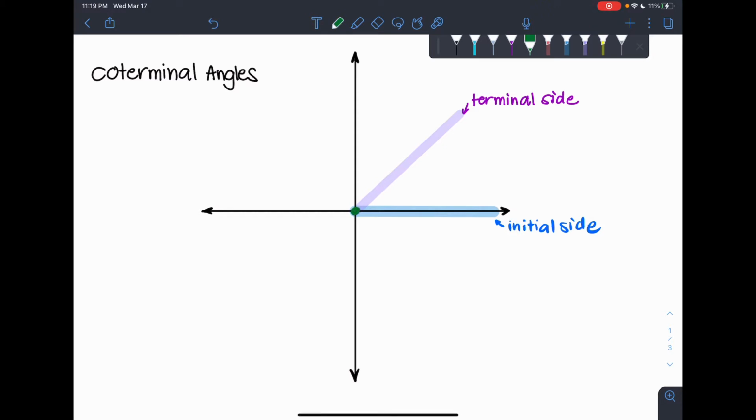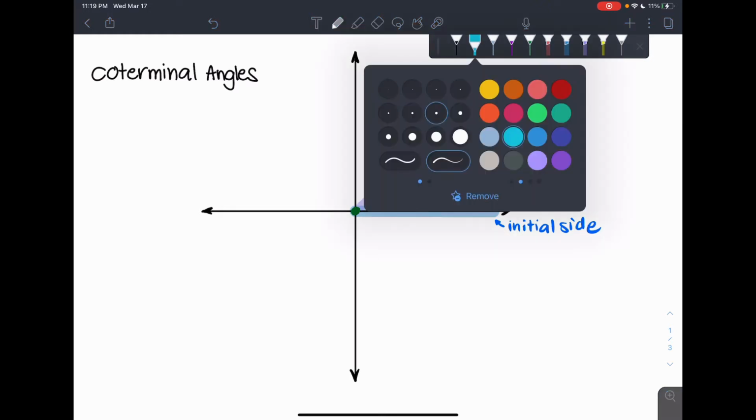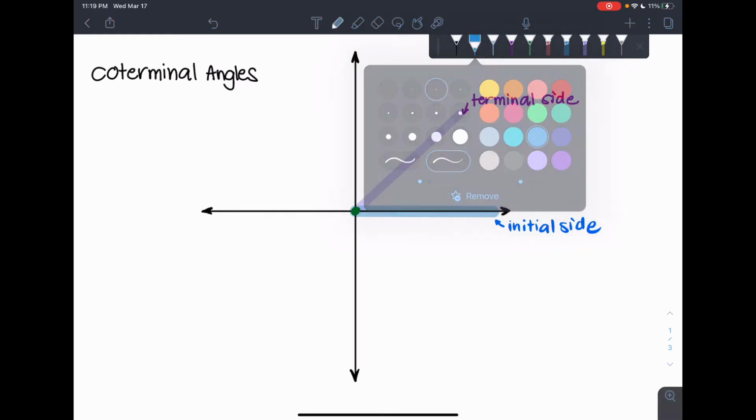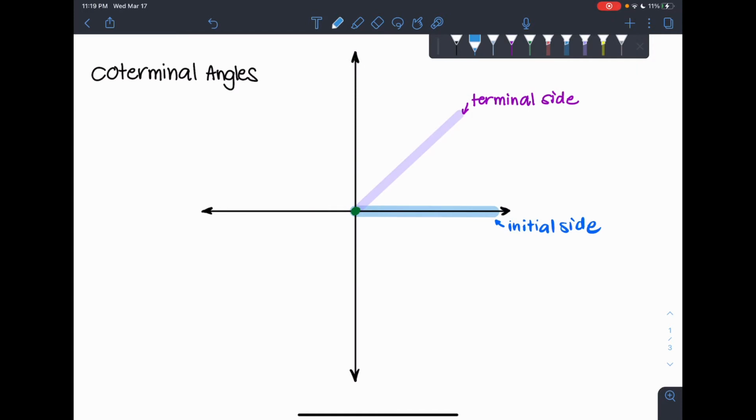and it's important to note that our initial side always begins at 0 degrees. So, looking at coterminal angles, this essentially means angles that share a terminal side.